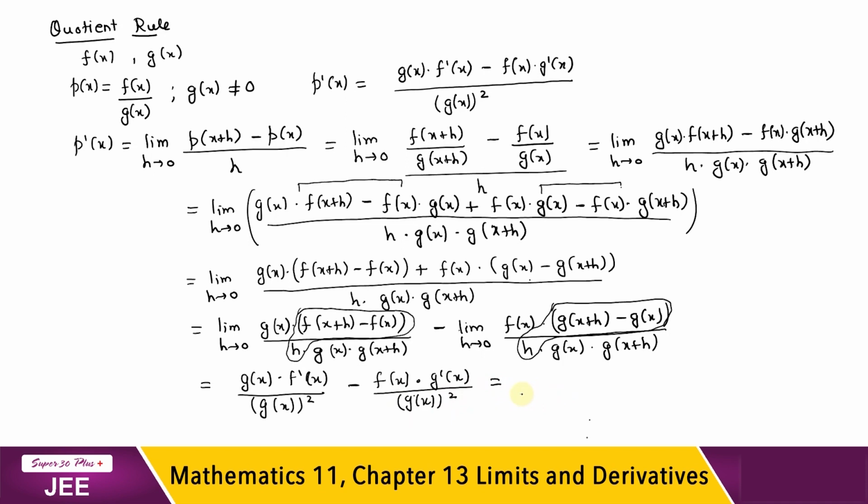Now you are just required to take the LCM. So in the denominator we have g of x square, and in the numerator we have g of x into f dash x minus f of x into g dash x, and this is what we have written over here as the result. So hence proved that the quotient rule is equal to this quantity.